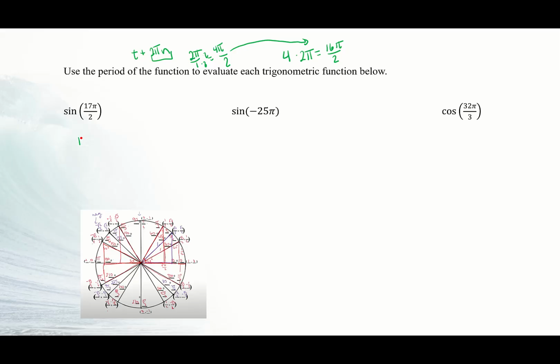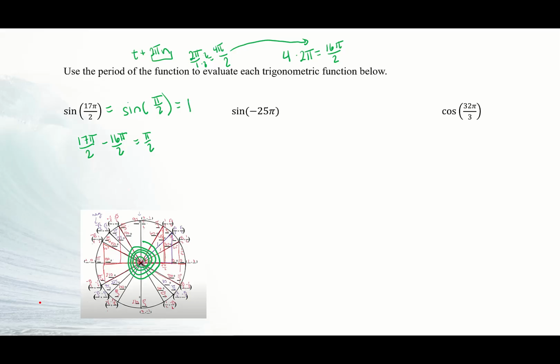Now, I'm going to take the angle measure, 17 pi over 2. I'm going to subtract 16 pi over 2, and I end up with pi over 2. So what that tells me is that sine of 17 pi over 2 is coterminal to pi over 2. That would just be 4 loops around, right? So I would go 1, 2, 3, 4, and stop right there at pi over 2. I'm looking for sine, and sine is 1.